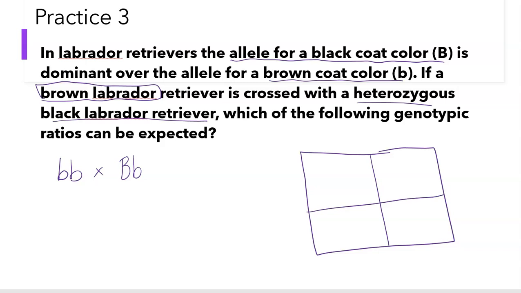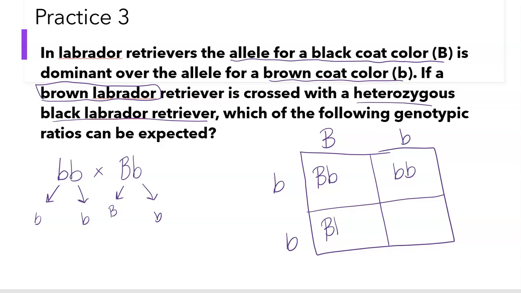And so it does not matter which side you put which parent. The outcome will be the same. So for this parent, the only possible gametes would have the alleles for little b and little b. For this parent, their gametes could be a big B or a little b. So those are their gametes. Remember, a parent can only pass on one allele for the trait because the other parent gives it to the offspring as well. So big B, little b, little b, little b, big B.